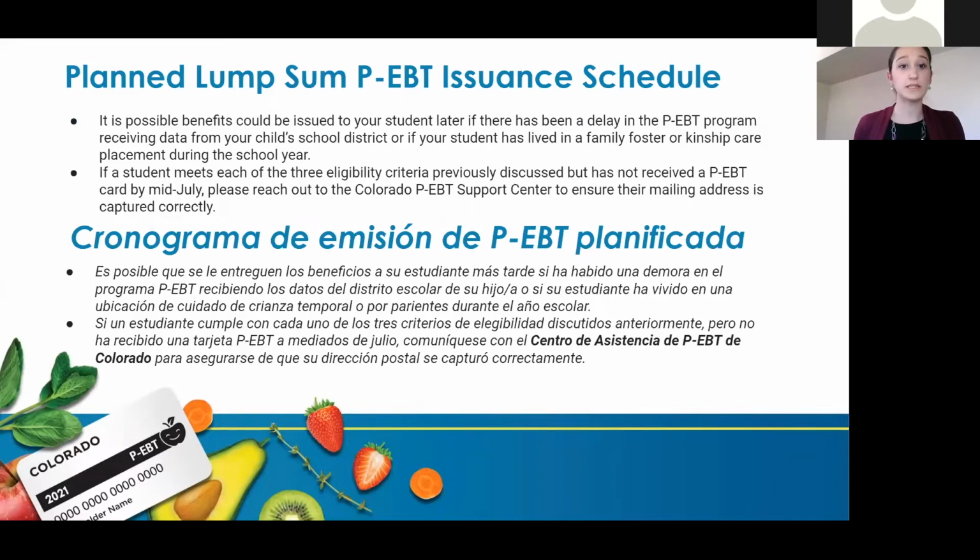If a student meets each of the 3 eligibility criteria that I previously mentioned, but has not received a P-EBT card by mid-July, please reach out to the Colorado P-EBT Support Center to ensure that the student's mailing address is captured correctly. We really appreciate your patience with this process as the national card vendor is very in demand at this time and has estimated a 30 to 45-day period for mailing cards at this time.